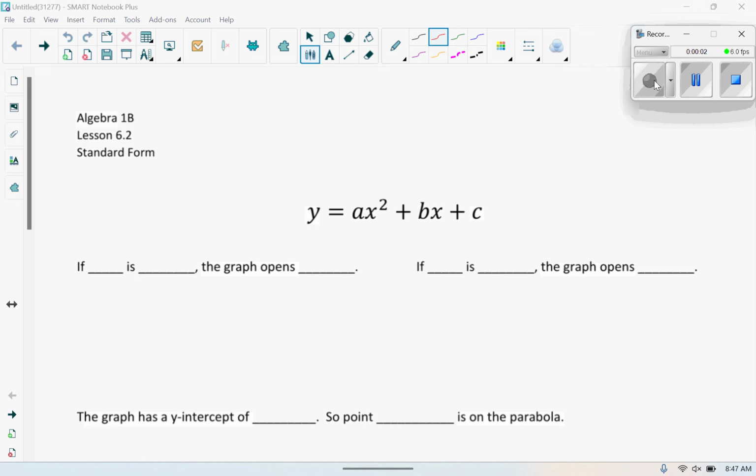Hey guys, welcome to lesson 2 where we're going to be talking about standard form of graphing. So yesterday we talked about vertex form of graphing, and today it's going to be standard form.